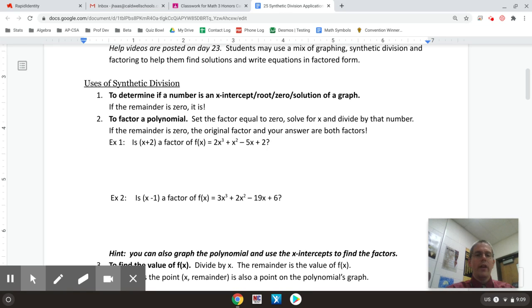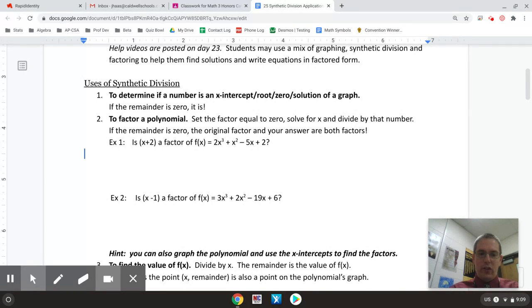Okay, we're going to look at some applications today of synthetic division. Remember, the first thing you know about synthetic division is it helps you determine if a number is an x-intercept, a root, a zero, or a solution of the graph. If the remainder is zero, it actually is. The second thing is you can use it to factor.